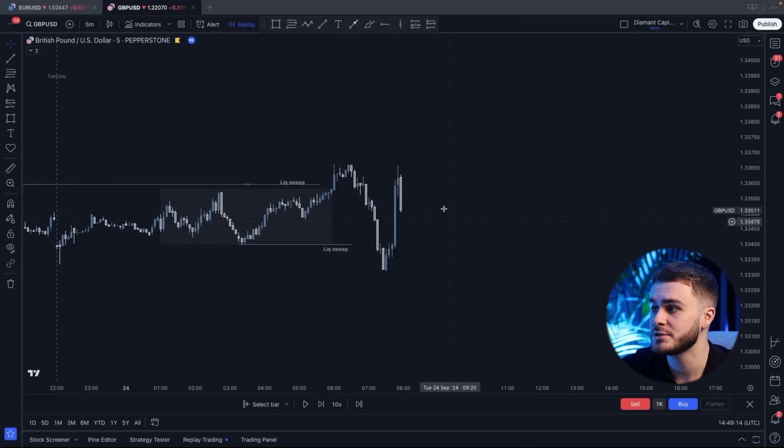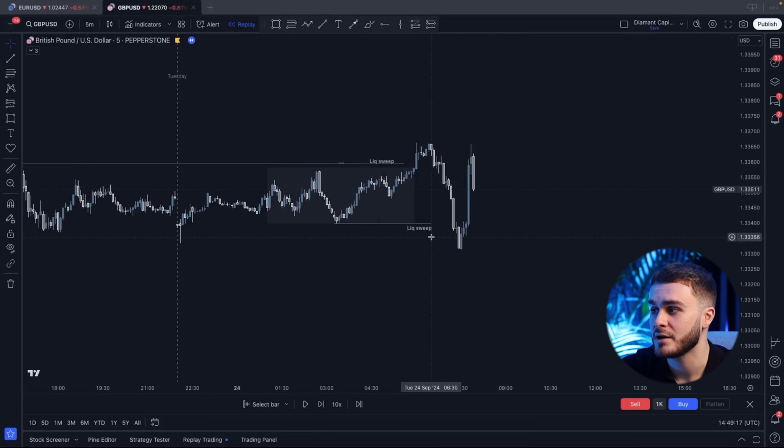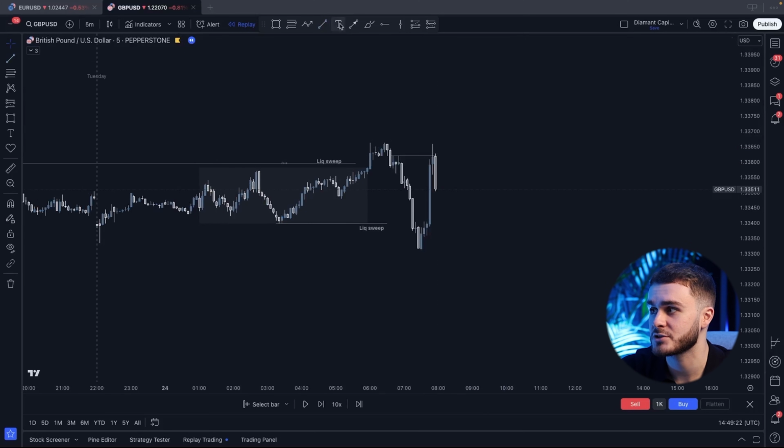As price continues onwards, all I am pretty much seeing is what? A liquidity sweep. We have got a minor change of character right there.